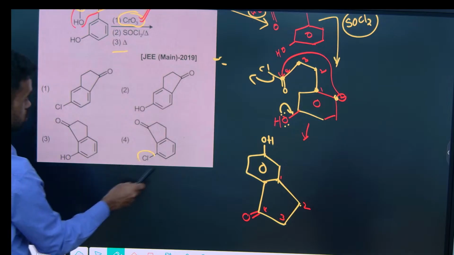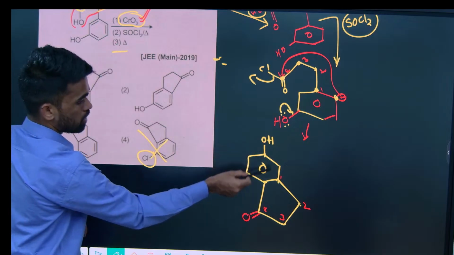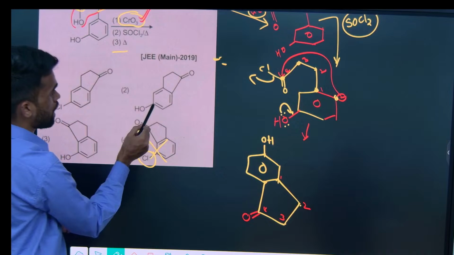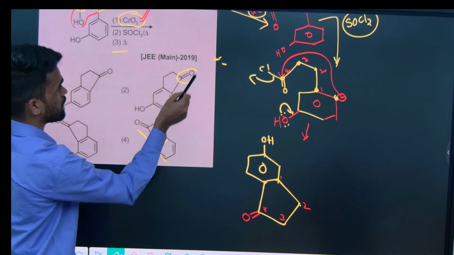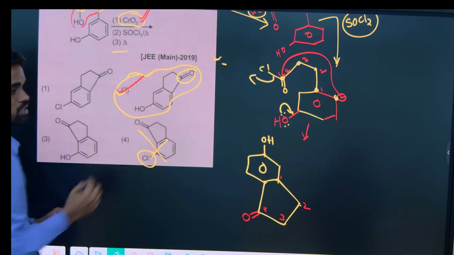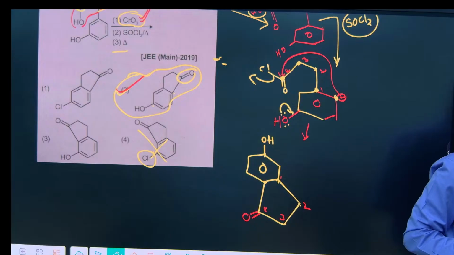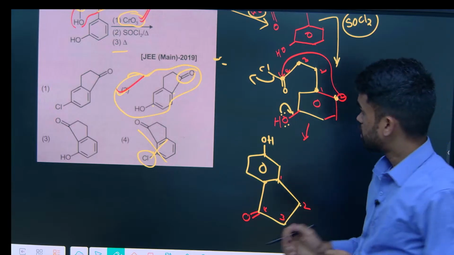This is chlorine, no, this is removed. Okay, so you can see para to that OH group should be there. Para to this OH group is there. Perfectly, which option is perfect here? Second option. So this is your perfect answer. Okay, is this clear? Clear? Next.